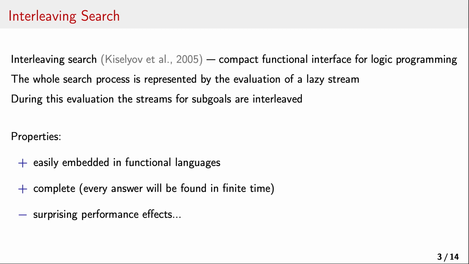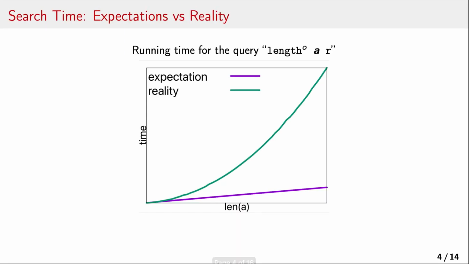It's also a complete search, meaning that every answer will be found eventually. But it also has some properties that are not so beneficial. For example, this method of combining streams can lead to surprising performance effects. Let's consider this plot that shows running time for the query calculating length that we looked at before.